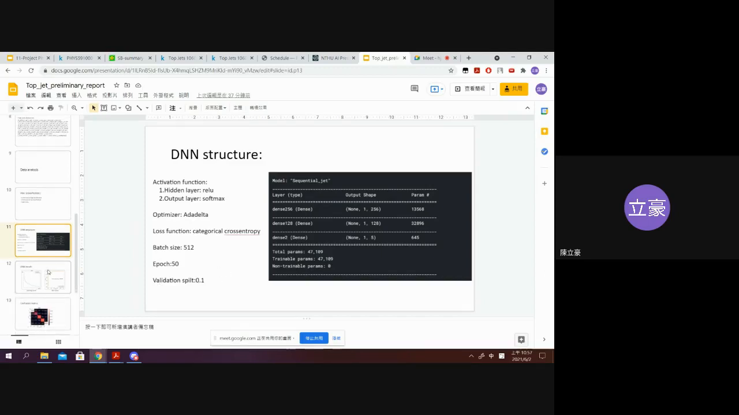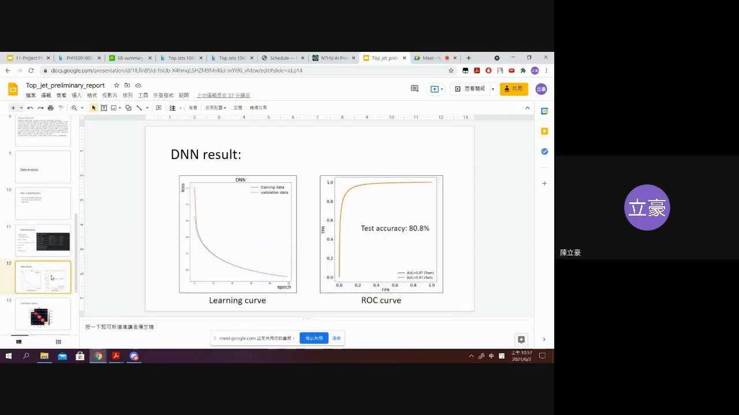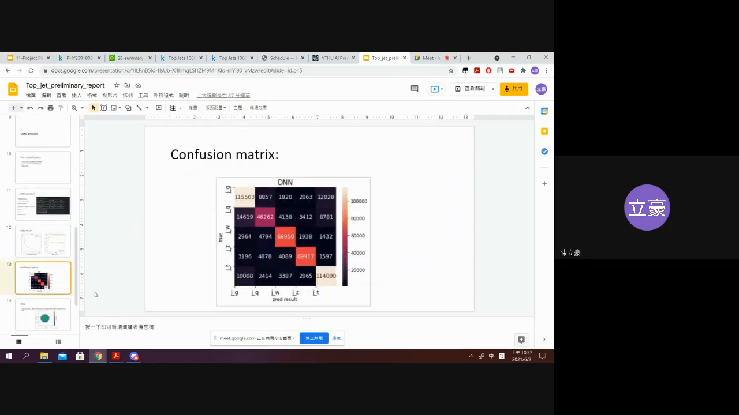Actually, we have done this part, and this is our result. We only use 1 file in the dataset because if we use all 10 files, it will exhaust all the memory in Kaggle. So this is the result for only 1 file. This is the learning curve and ROC curve, and this is the confusion matrix.